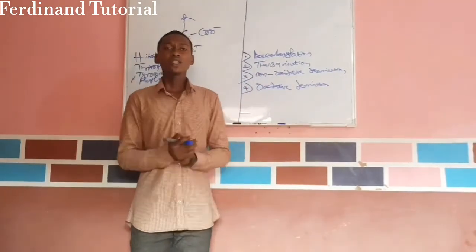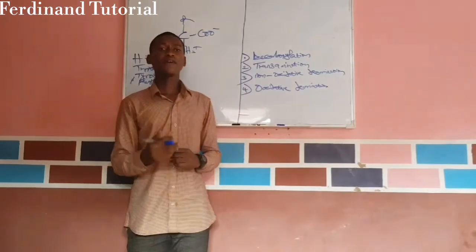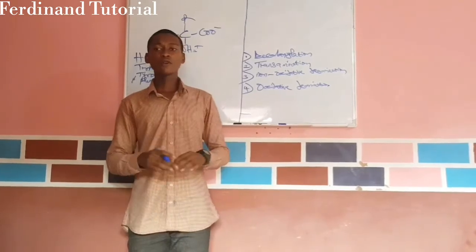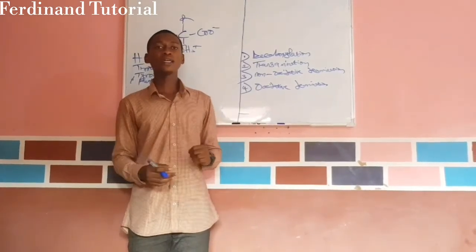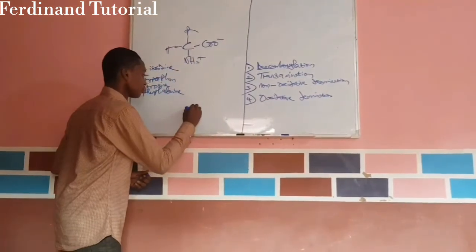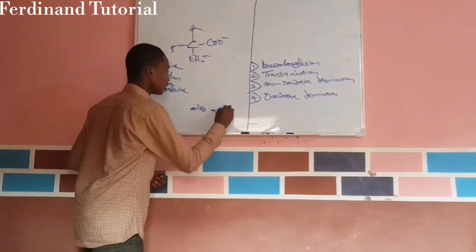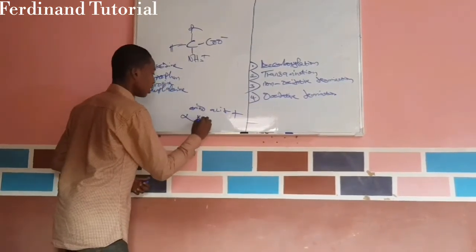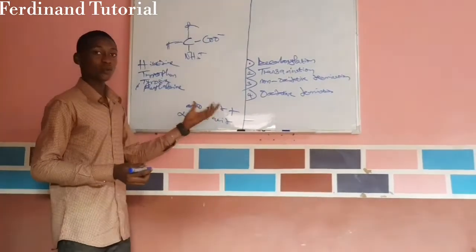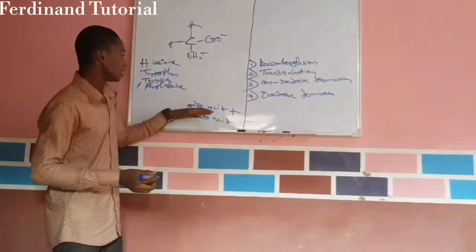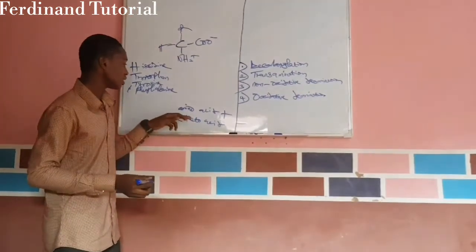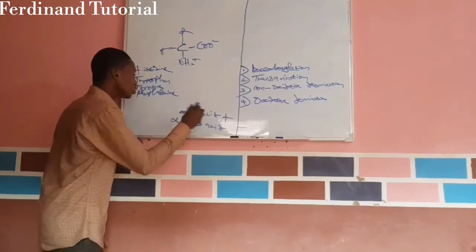Now, let's go back to transamination. Transamination is the transfer of an amino group from amino acids. Let's say we have an amino acid and an alpha keto acid. When they react together in transamination, the amino group of the amino acid is transferred to the keto acid, and the keto group is transferred to the amino acid. That is, if this one is 1, this one is 2.